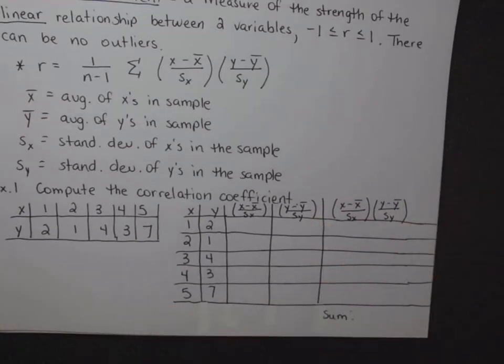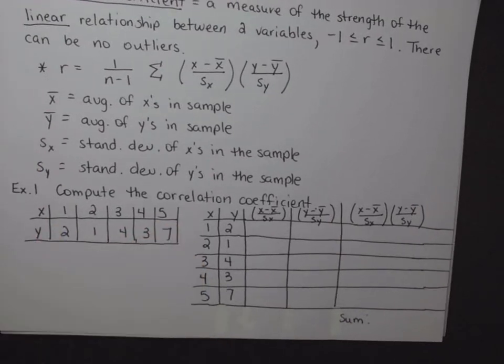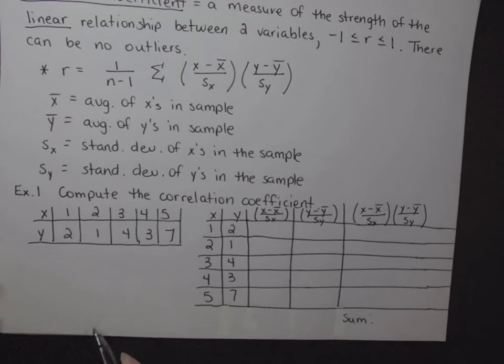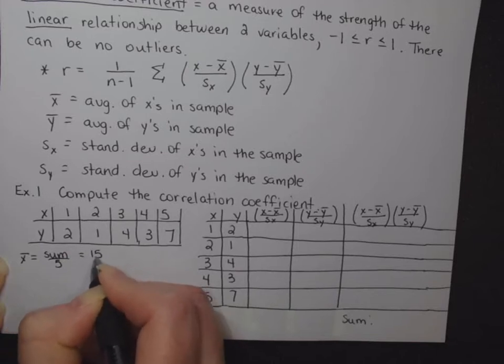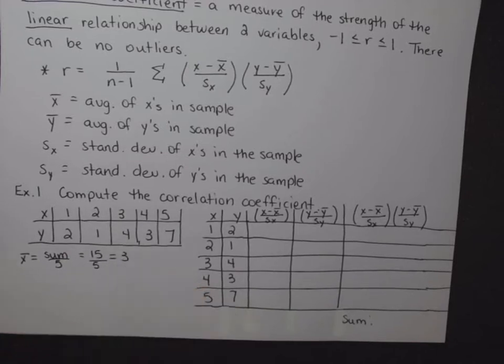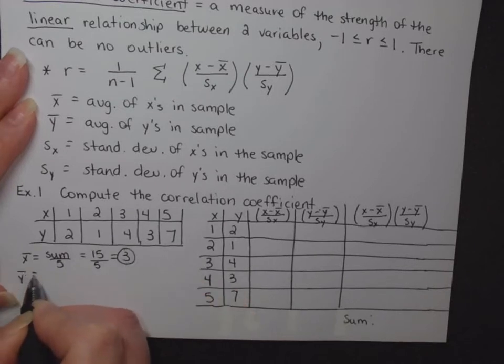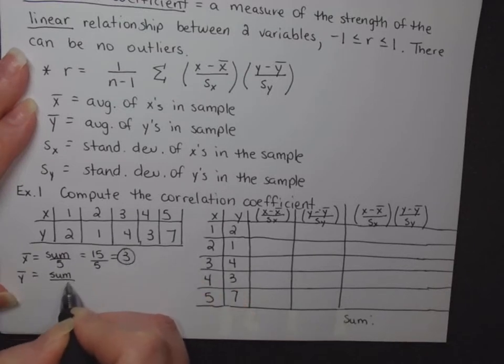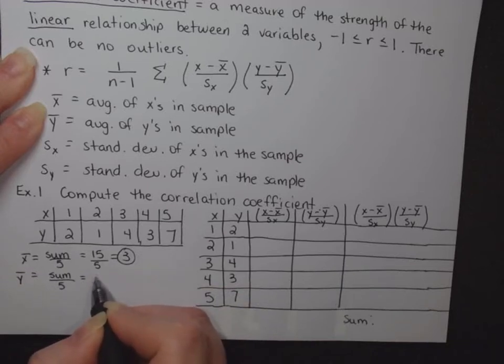Okay, the first thing I'm going to need to do though is find the average of the X's, the average of the Y's, the standard deviation of the X's, and the standard deviation of the Y's. So again, I'm going to try to squeeze this in. The X bar would be the sum of the X's over 5. I'm definitely not going to spend too much time on that. You should know how to take the mean. The Y bar is going to be the same, the sum of the Y's divided by 5. So if you work those out, it's 3.4.